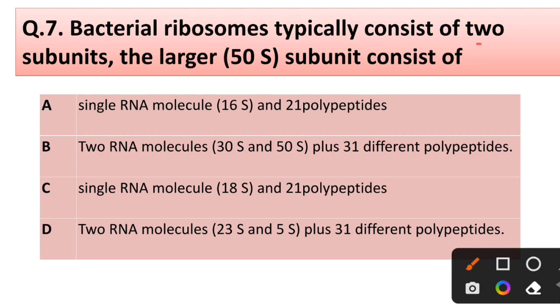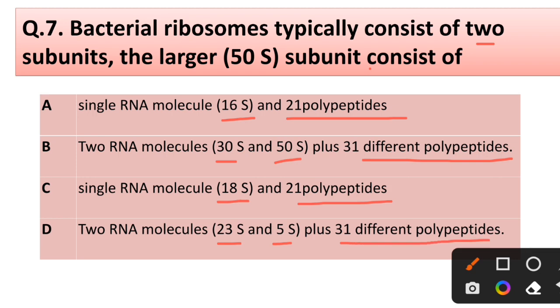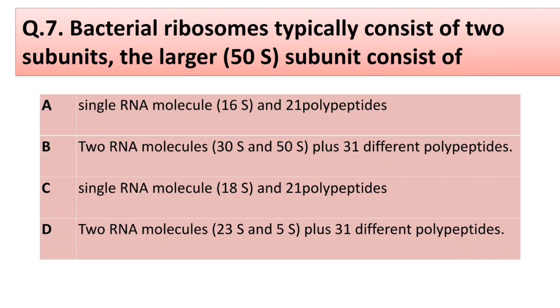Question number 7. Bacterial ribosome typically consists of two subunits. The larger 50S subunit consists of: single RNA molecule 60S and 21 polypeptides; two RNA molecules 30S and 50S plus 31 different polypeptides; single RNA molecule 80S and 21 polypeptides; two RNA molecules 23S and 5S plus 31 different polypeptides. Correct answer is option D, two RNA molecules 23S and 5S plus 31 different polypeptides.